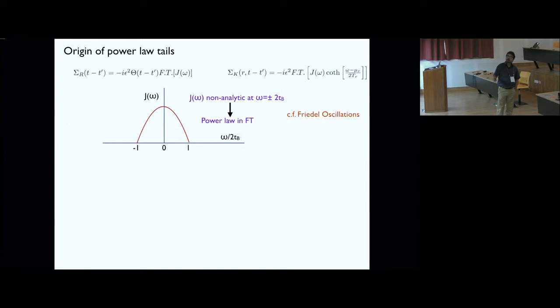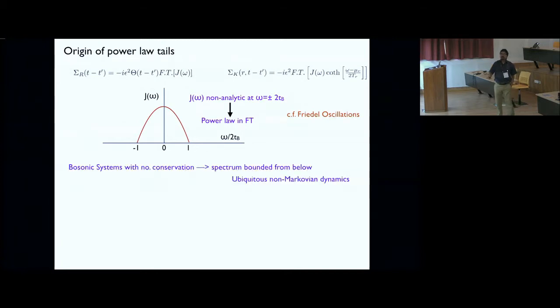If you ask where the origin of power law tails is, it's basically the fact that your J(ω) is finite, and then there are things which are non-analytic here. And anytime you have some such non-analyticity, its Fourier transform will show up in sort of power laws. Things like how you get Friedel oscillations from singularities of polarizability or things like that. It's basically just a property of Fourier transform. Okay, so it's this non-analyticity that leads to the power law in the Fourier transform.